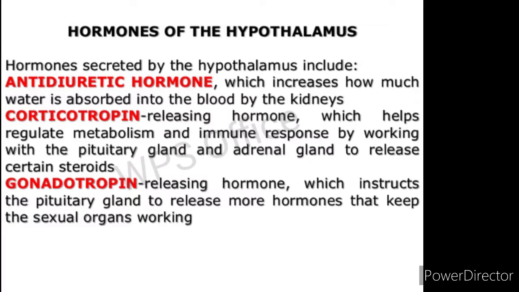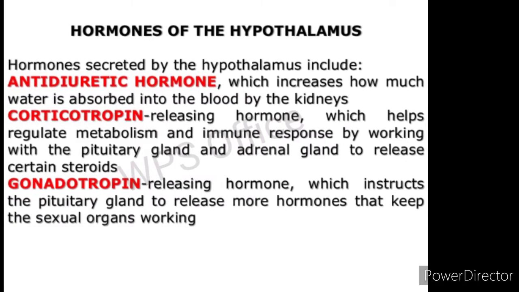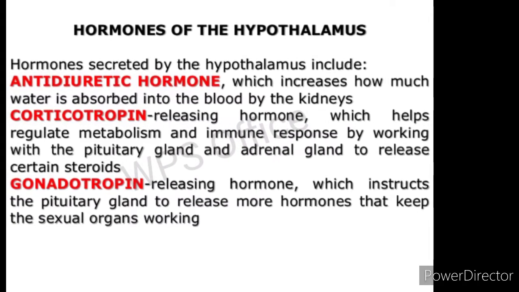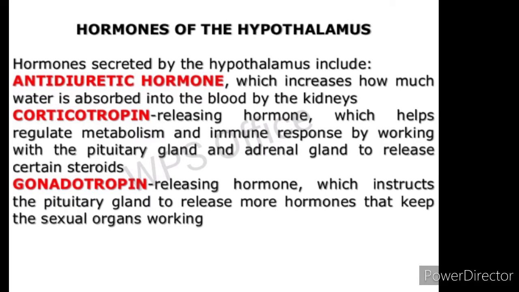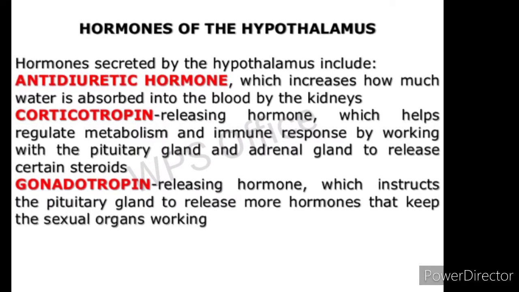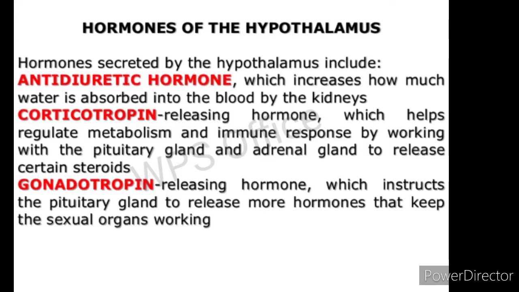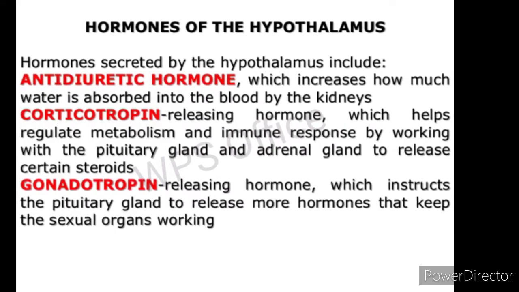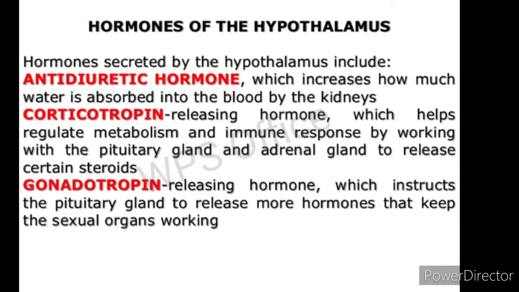So first let's discuss the hormones of the hypothalamus. Hormones secreted by the hypothalamus include the antidiuretic hormone. What it will do is increase how much water is absorbed into the body by the kidneys. So this is also known as the water hormone.